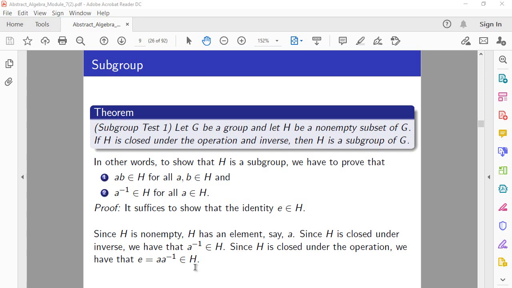So again, this test is telling us that in order to show that a non-empty subset H of a group G is a subgroup of G, we have to show 1 and 2.